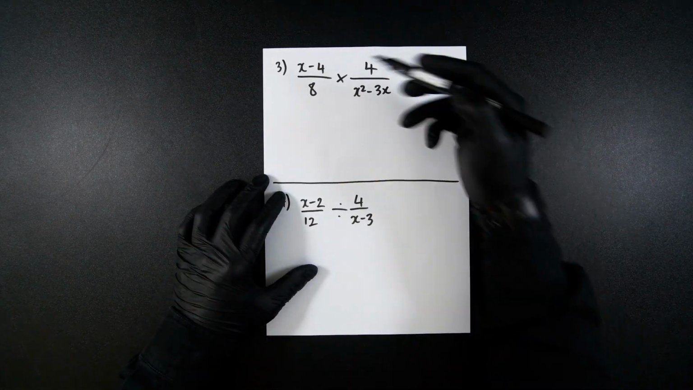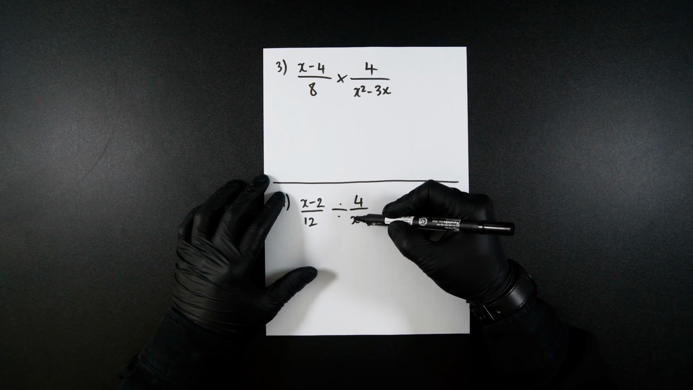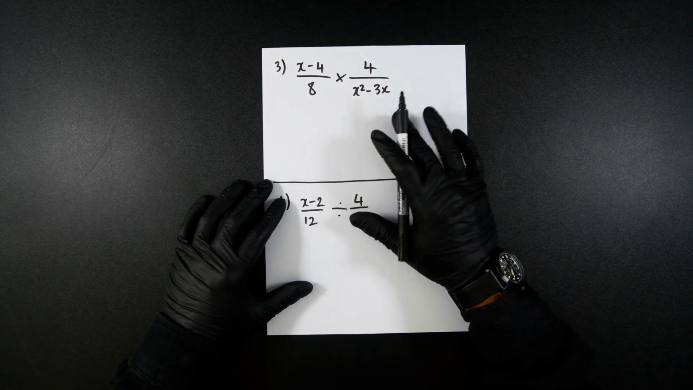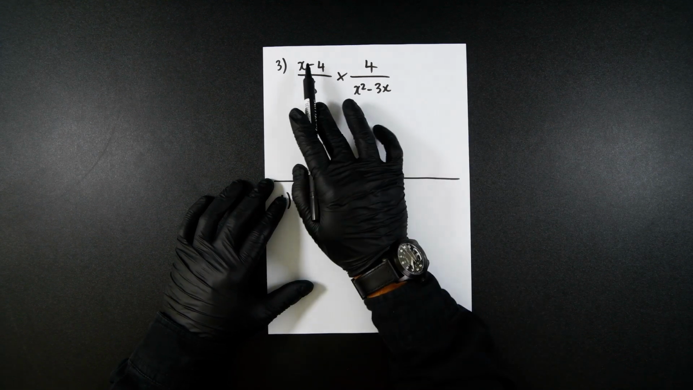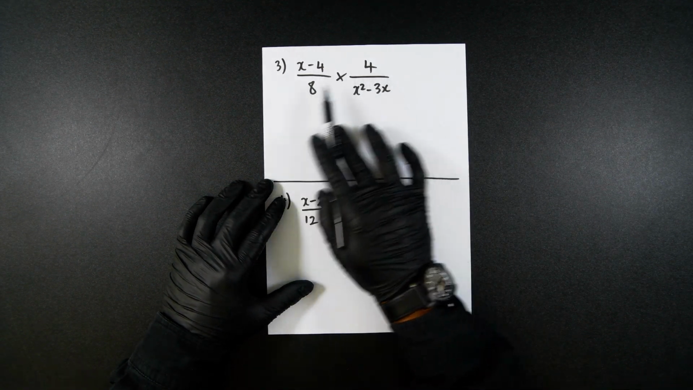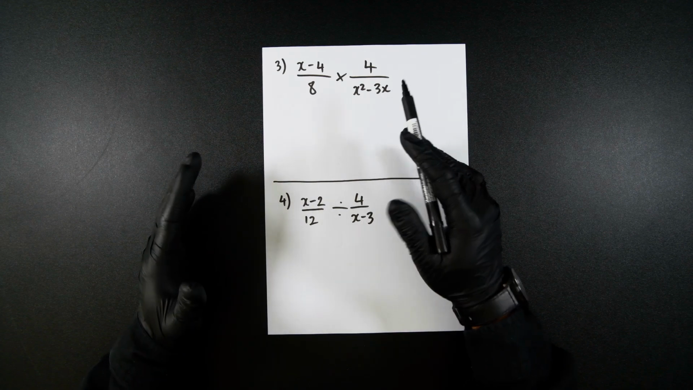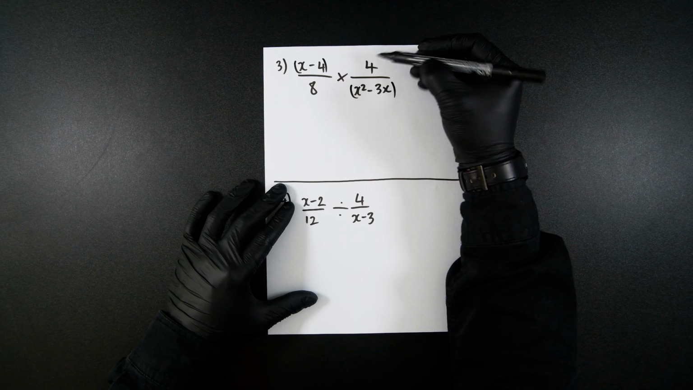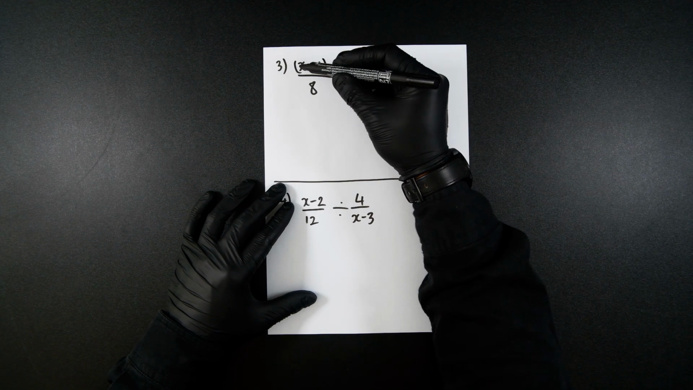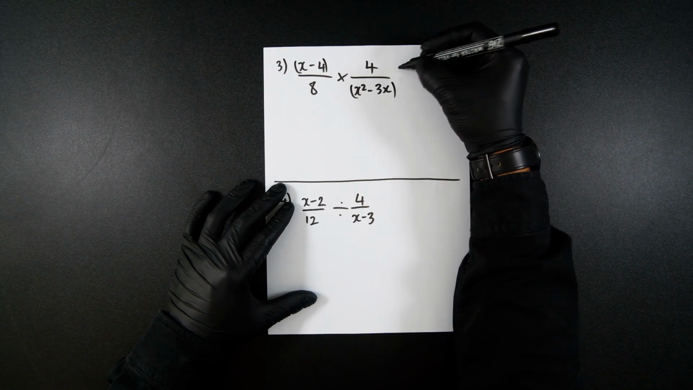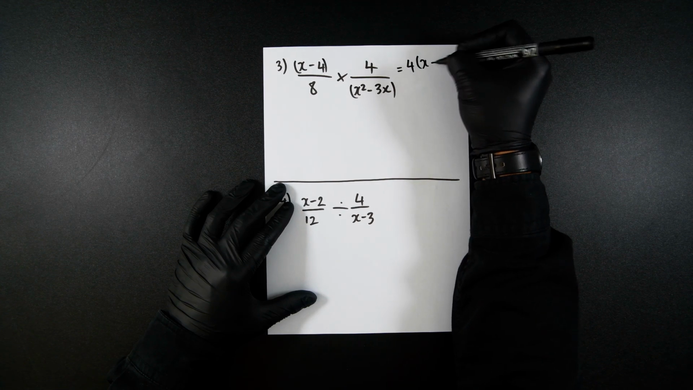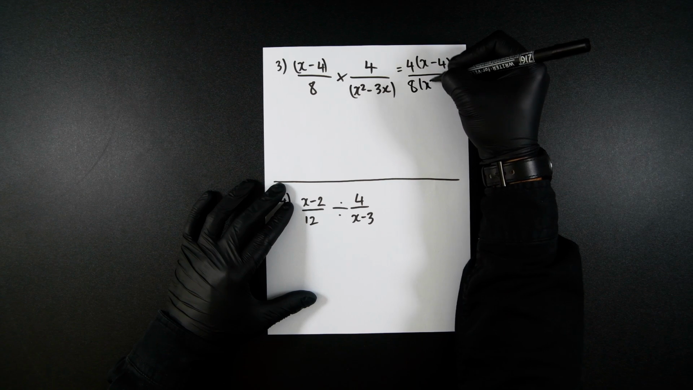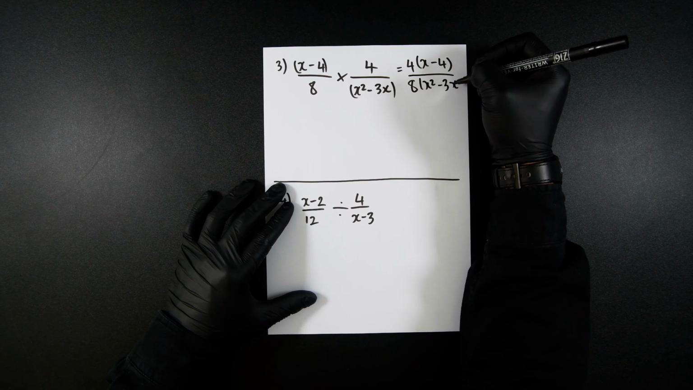In these two problems, we're going to do multiplication and division. For multiplication, it's pretty straightforward. It's easier than addition or subtraction. You just multiply across, this to this and this to this. But remember, these have brackets. So when you're multiplying it across, this applies to every part individually. So this would become 4x minus 4, and this would be 8x squared minus 3x.